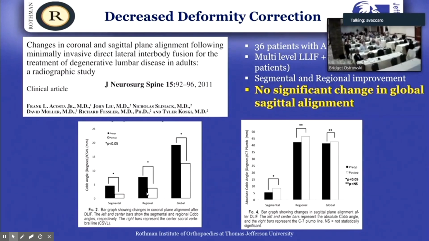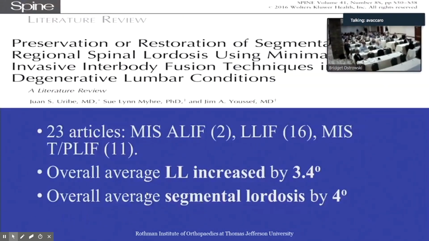Now, how can we really look at who's a candidate for deformity surgery? I thought this was great. This looked at segmental, regional, and global alignment. And at the end of the day, you may be able to change a little bit segmentally, possibly regionally, but the global balance between MIS and open, no difference at all. I thought that was sort of interesting.